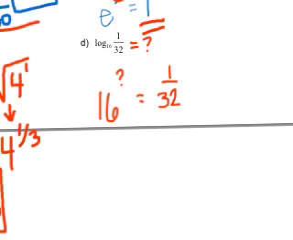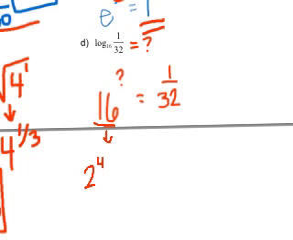So what we have to do is take it back. We have to take it back to a base that we can express them both as. 16 and 32 both can be written with a base of 2. And that's the only way that we're going to be able to solve this without the use of our calculator. So we have to express 16 as a base of 2. So 2 to what power is 16? 4. So 2 to the 4th power.